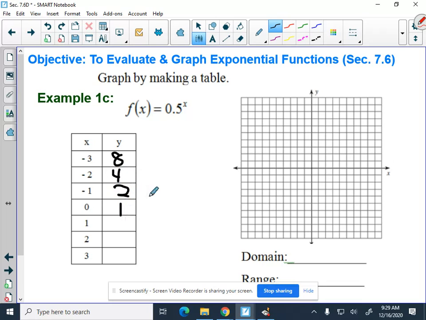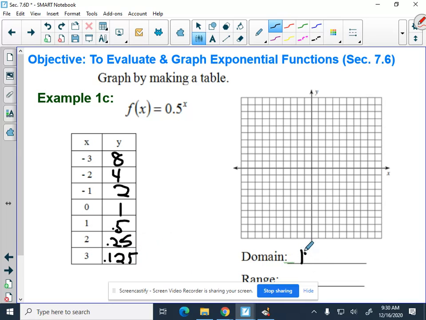Divide by what? 2. What do you think this one is then? 0.5 or a half. If you type this one in the calculator, you get 0.25. That's half of the 0.5. Type this one in the calculator, you get 0.125.